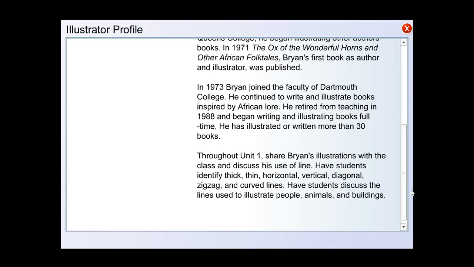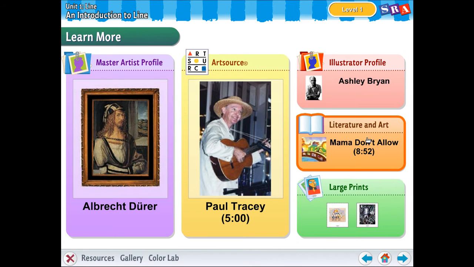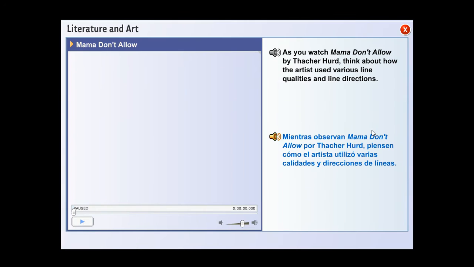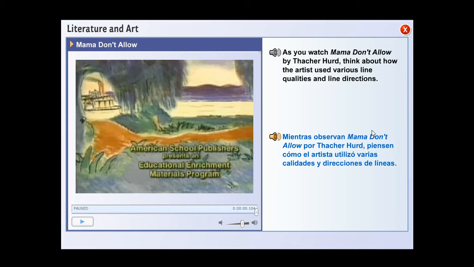Throughout Unit 1, you're going to be looking at his illustrations, which means his drawings, with the class, and we're going to be discussing his use of lines. You're going to be identifying thick and thin lines, horizontal, vertical, diagonal, zigzag, and curved lines, and you'll discuss lines used to illustrate people, animals, and buildings. We're also going to look at this, and this is our literature and art for Unit 1.